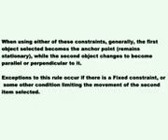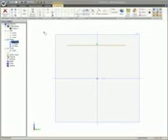model. When using either of these constraints, generally, the first object selected becomes the anchor point, that is, it remains stationary, while the second object changes to become parallel or perpendicular to it. Exceptions to this rule occur if there is a fixed constraint or some other condition limiting the movement of the second item selected. There are two different ways to add either of the constraints.